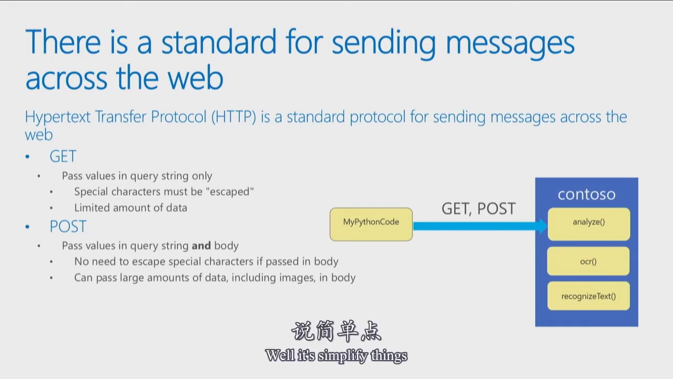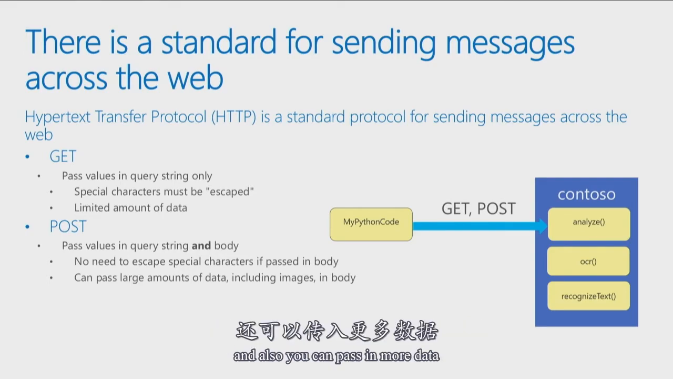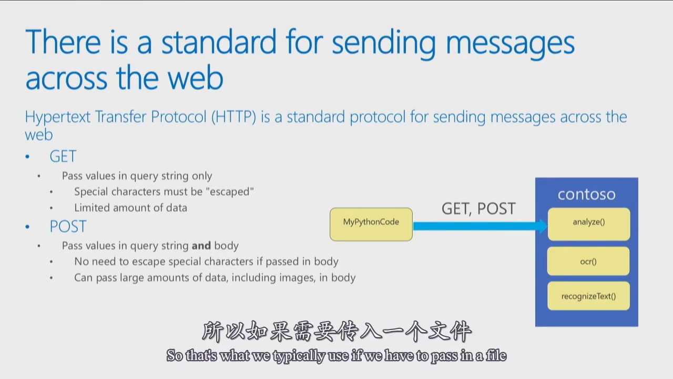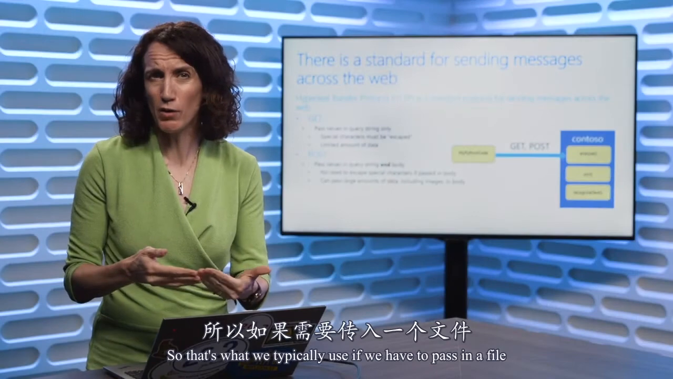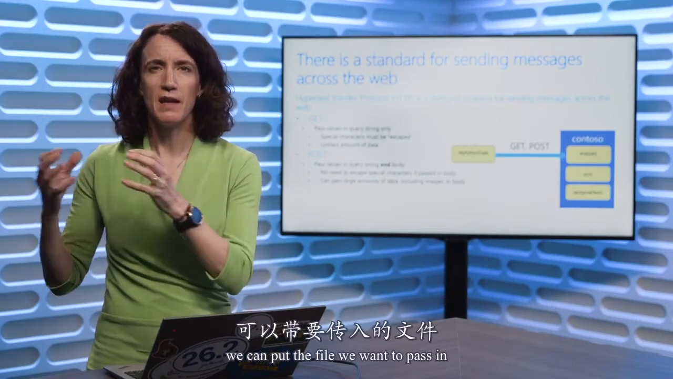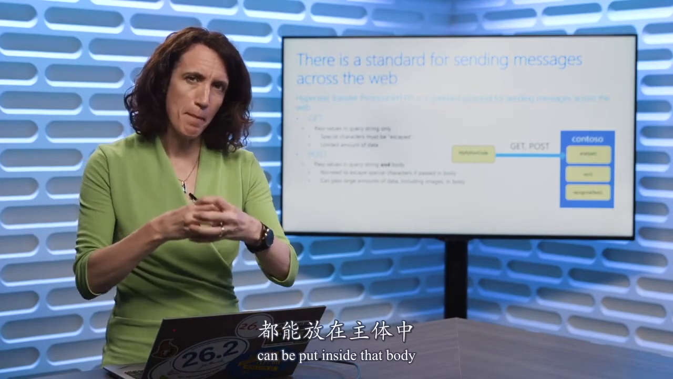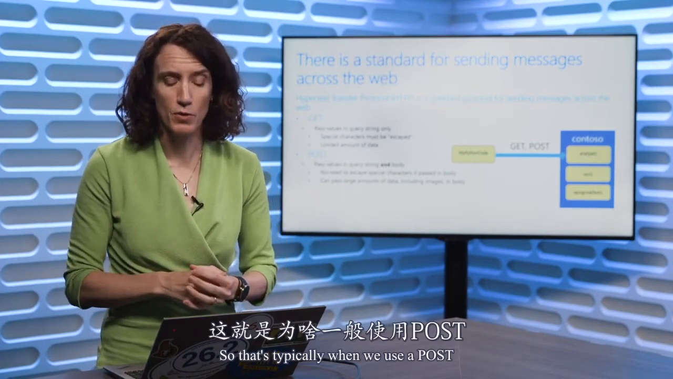Well, it can simplify things. You don't have to worry about if there's special characters in the body part, and also you can pass in more data. So that's what we typically use if we have to pass in a file. We'll usually use POST because when we put POST, we can put the file we want to pass in, the image we want to analyze, inside that body. So that's typically when we use a POST.